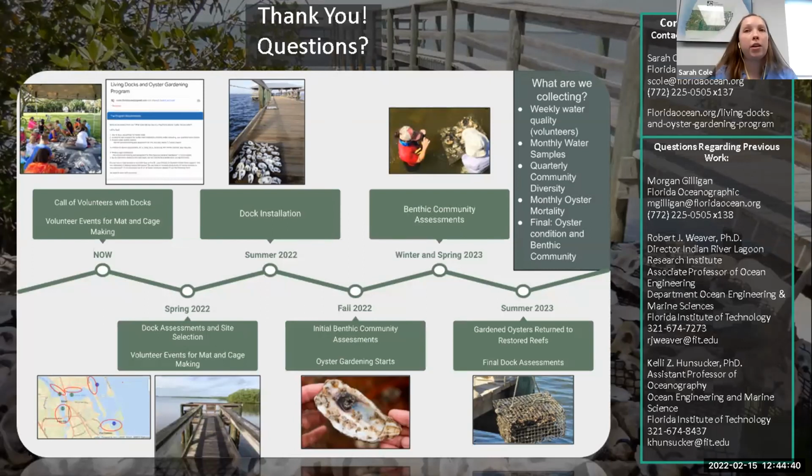Yeah, of course. So we've actually already started collecting some of the spat we plan to use in the oyster gardens. We're keeping them here at FOS. We have fresh seawater tanks. So they're receiving water directly from the beaches, actually, so a little bit cleaner than the IRL. And they're getting the algae from that. We're growing them and cleaning them, and we'll eventually place them out in, once again, September, October.